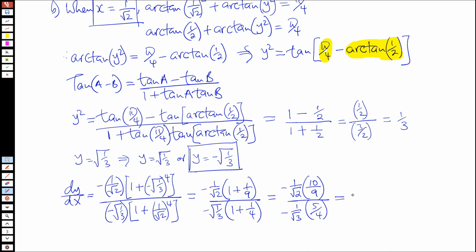Now when you divide these two, this is the same as multiplying by the reciprocal. So this will be equal to square root of 3 over square root of 2, and then if you multiply these two, that will be 8 ninths. So basically our solution will be 8 root 3 over 9 root 2, and that will be our final solution.